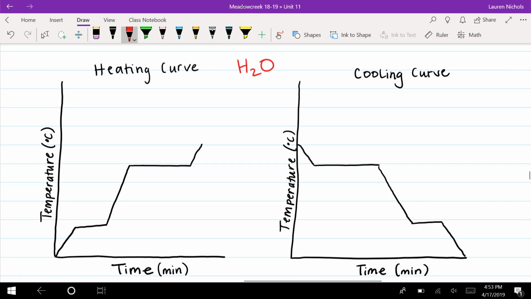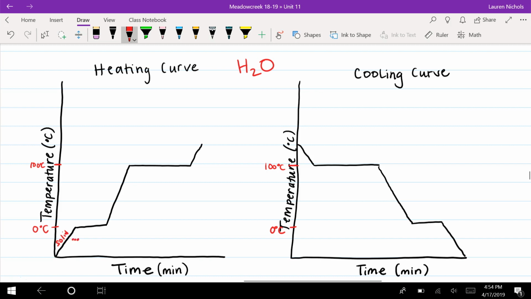What that means is that water has two pretty important temperatures, where you have 0 degrees Celsius, which is where it melts or freezes, and then also 100 degrees Celsius, which is where water boils or starts to condense, depending on whether it's heating up or cooling down. So when water's heating up and it's below 0, it is a solid.